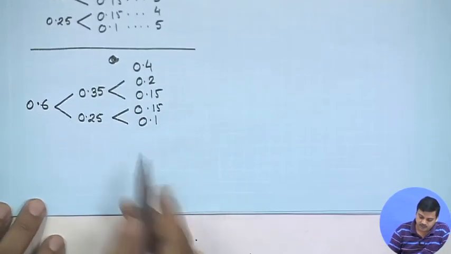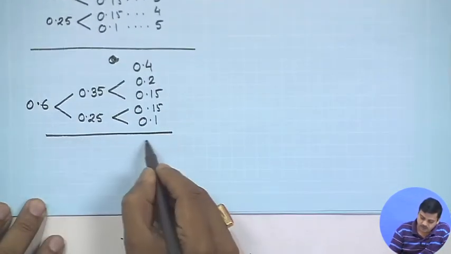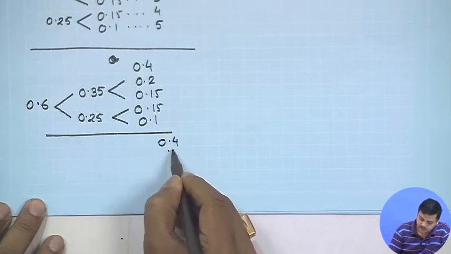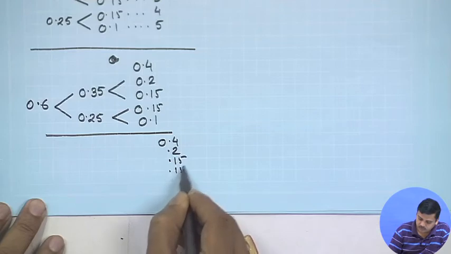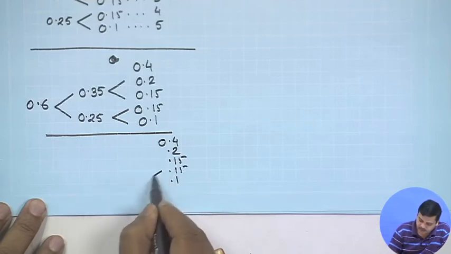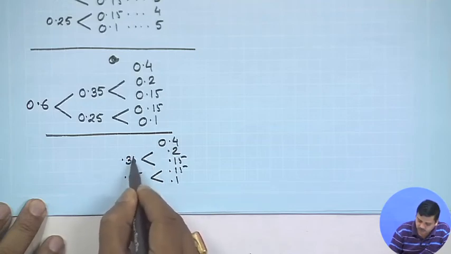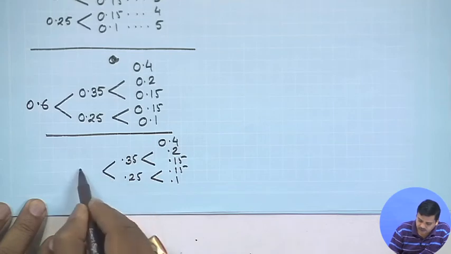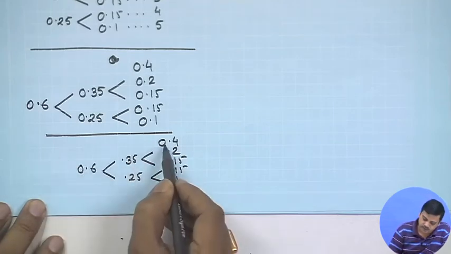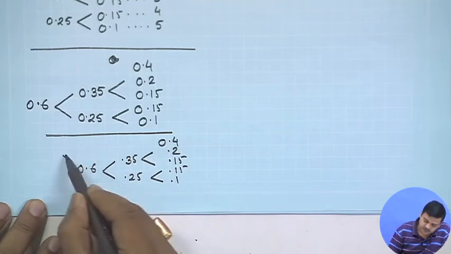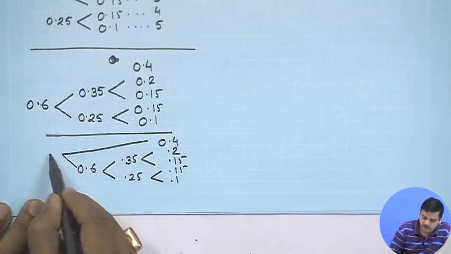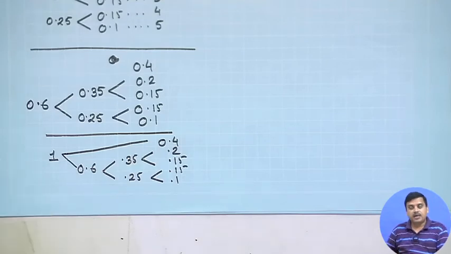Finally, in the last step, what we get is 0.4, 0.2. We had combined this to 0.25, we had combined this to 0.35, we had combined this to 0.6. Now, we are left with 0.4 and 0.6. So, definitely you combine them and you end up with a probability of 1. That also means that all your symbols have been covered and you encapsulate everything into a single symbol. So far, so good. So, what do you do with this?